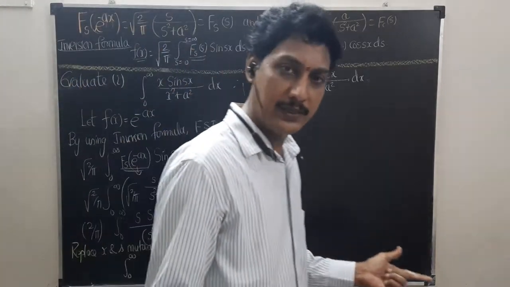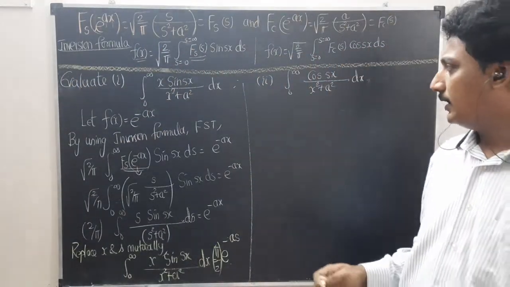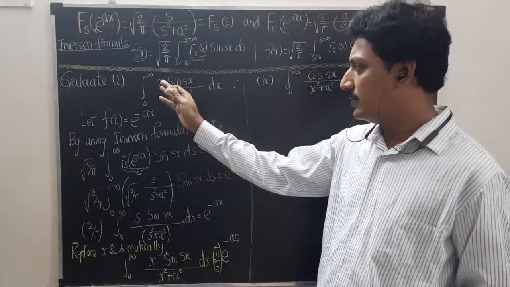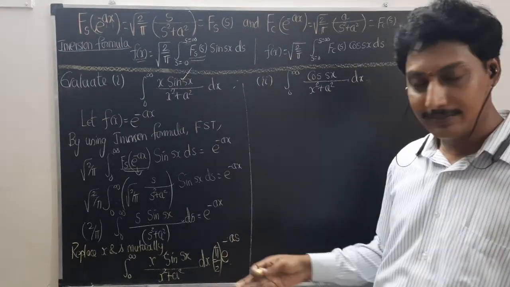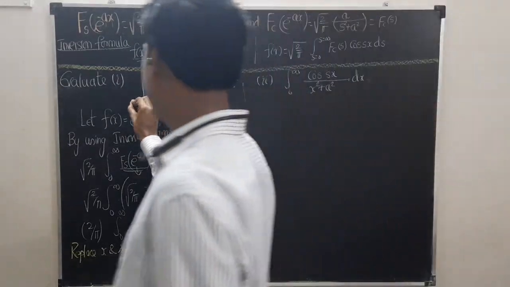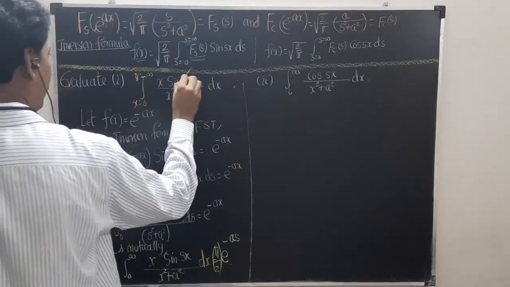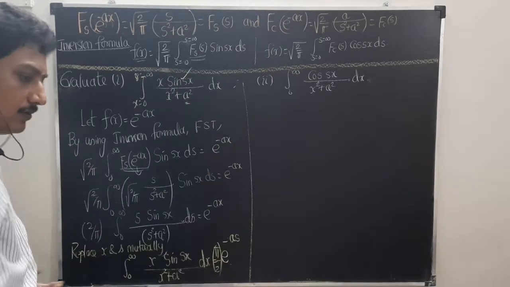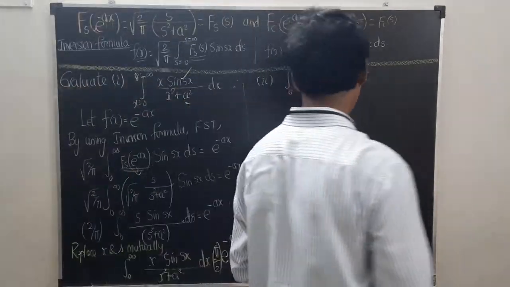Because the input is x, the outcome is obviously s only. After integrating with respect to x, the outcome is s and a. That's it. What about the second one?